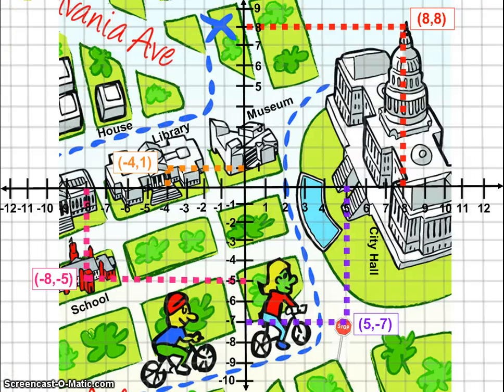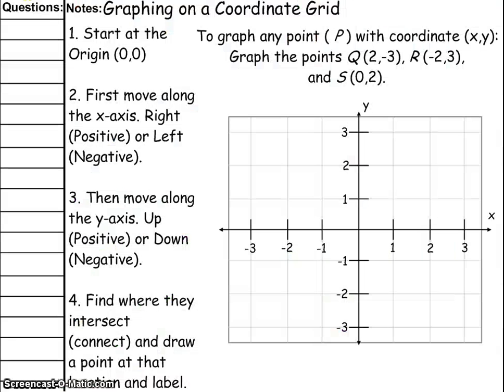Now that you know how to locate points on a coordinate grid, let's talk about how you actually plot or put points on a coordinate grid. So when you're graphing on a coordinate grid, here are a few steps that you want to follow. To graph any point with the coordinates x, y, you do the same kind of steps that you do when you want to locate a point. You want to start at the origin, which is where 0, 0 is. This is where the x and the y meet.